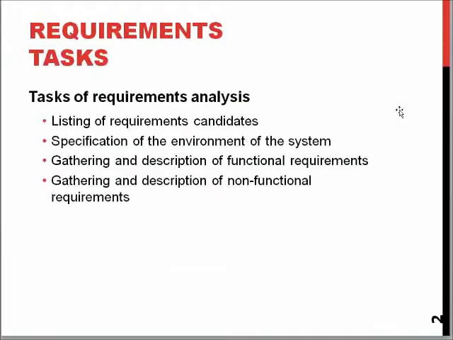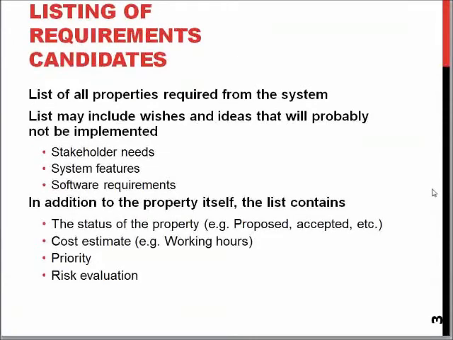So at this point we have the list of requirements and list of requirements candidates. We have gathered and described our functional requirements and non-functional requirements, and we have specification for the environment that is the platform where the system is going to be working, and we know pretty much on what sort of system we are building. So, our list of requirements or requirements candidates have all the properties.